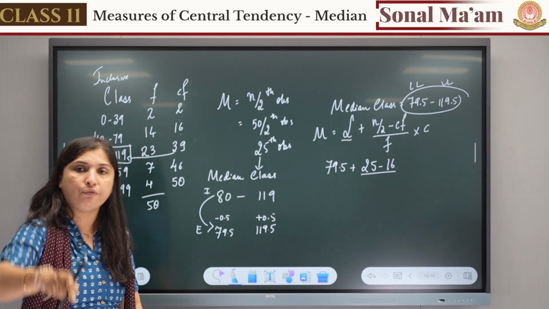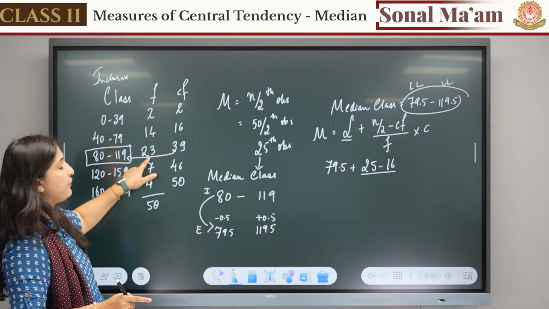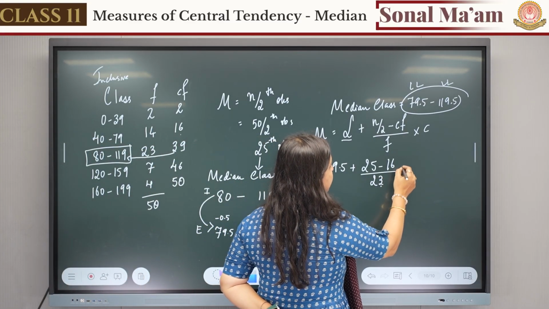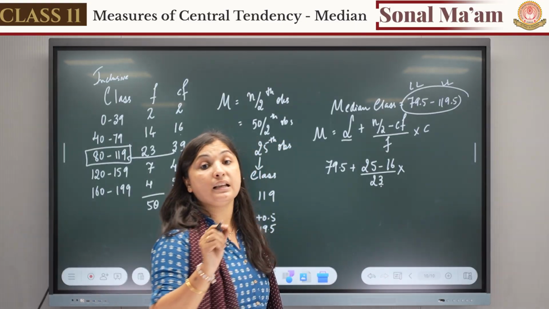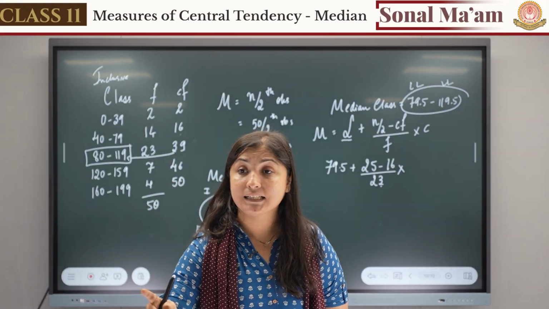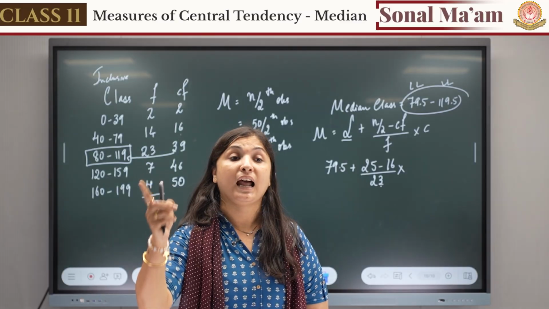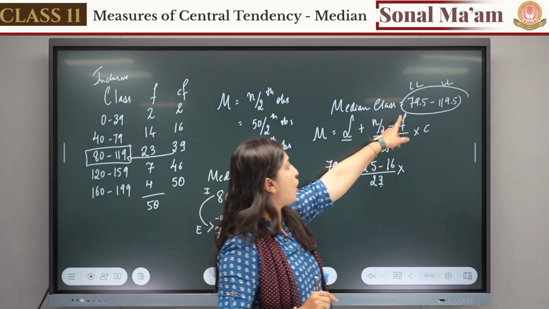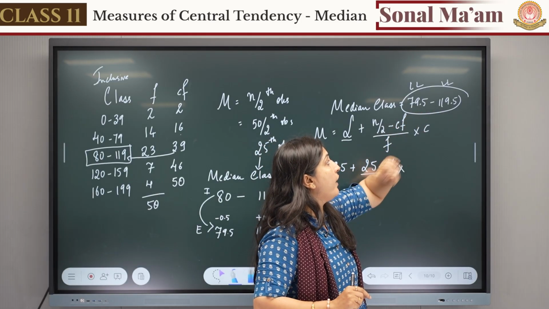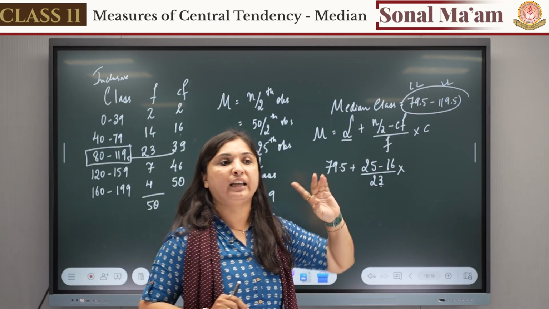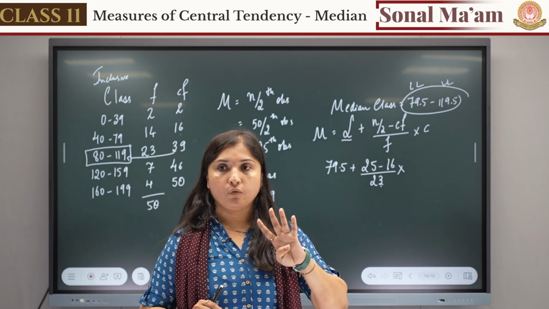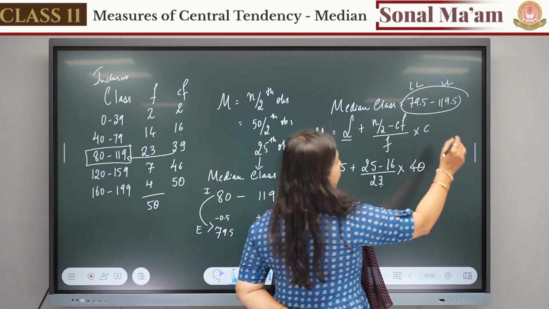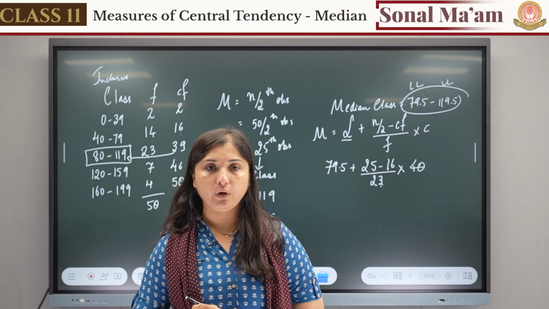Then we have frequency, the frequency of the median class. The frequency of the median class is what? It is 23. And this is C, which means C is the class length. Class length of which class? The same as our median class. So who is the median class? 79.5 to 119.5. How much is the gap? It is a gap of 40. So C will be 40. Is it clear to everyone?